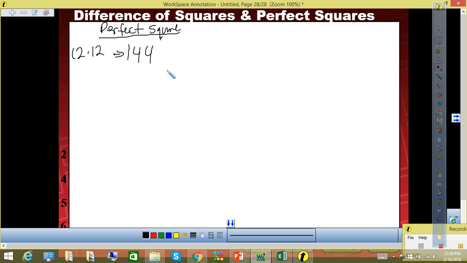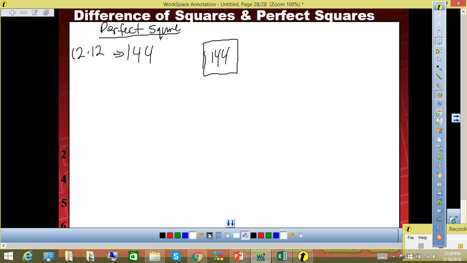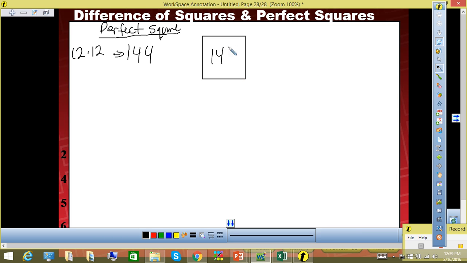It's called a perfect square because if this was an area, it would make an area of 144. So if this is a perfect square, that means this side is 12, and this side is 12. You agree with that so far? All right. However, there's another way of writing this.